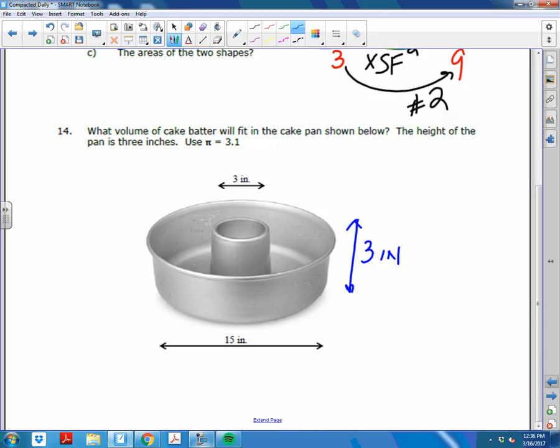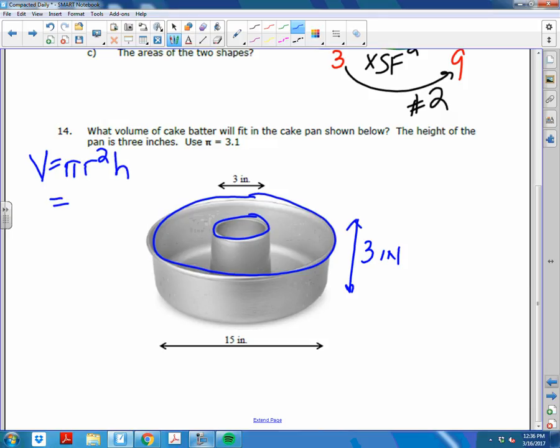We find the volume of the entire cake pan, and then we are going to subtract the volume inside. So what we end up with is volume equals pi r squared h of the large one, and on the large one I get 523.125. This is the larger size.